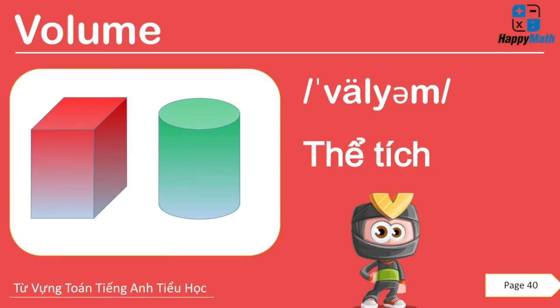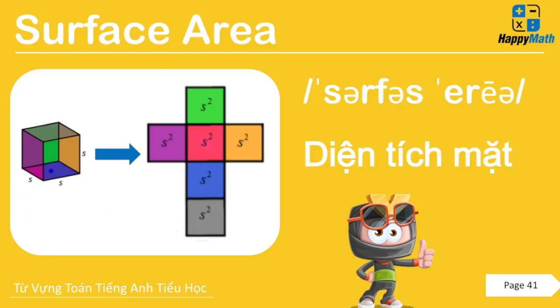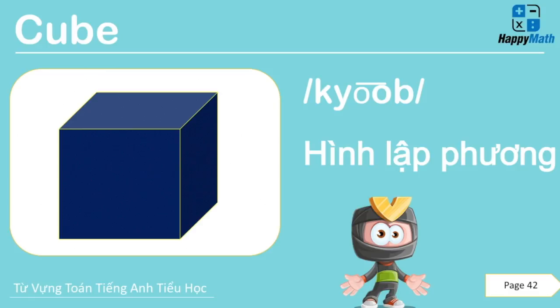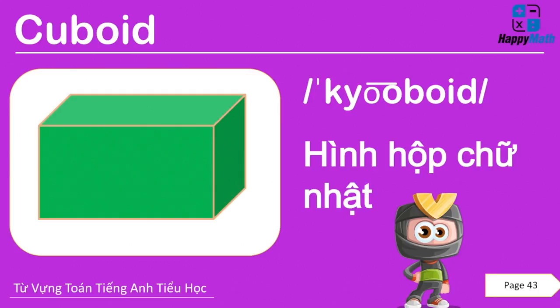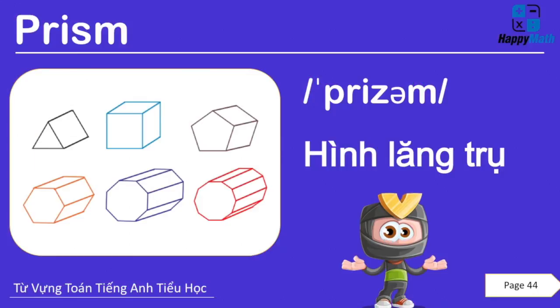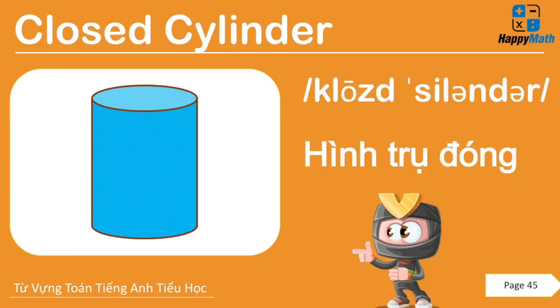Volume. Surface area. Surface area means like this. Cube. Another meaning of cube is hình lập phương. Yes, this is a 3D shape about the geometry. Cuboid. Prism. Closed cylinder. This will be different from the open cylinder. It is a closed cylinder.